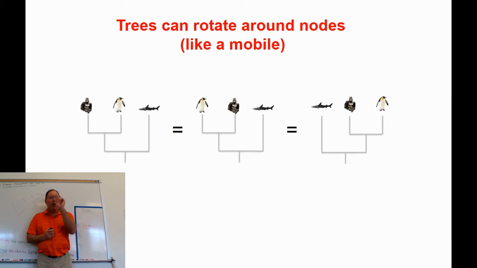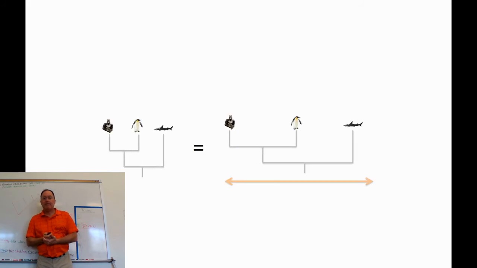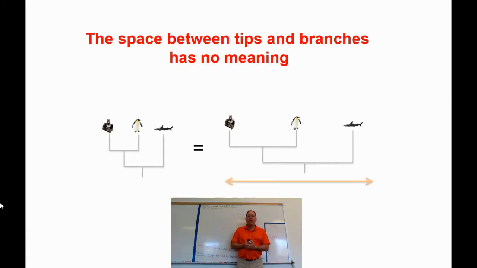You can also rotate around a node like a mobile, like a hanging thing that maybe the wind would catch and move stuff around. So you can take two organisms on a node or a hinge point and then flip them, and that doesn't mean anything. And you can see that here. Also, the space between the tips and branches has no meaning. You can't say that's equal to time or something like that. What I've always contended in this instance is that if you go from the bottom to the top on the y-axis in this picture, you could say that's time, but not in terms of the width in this instance.